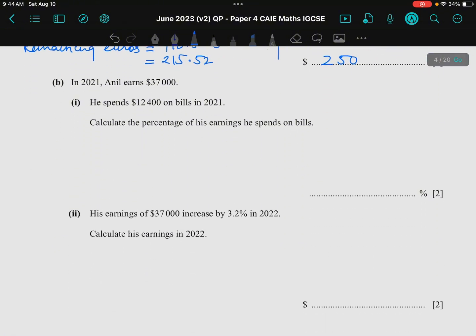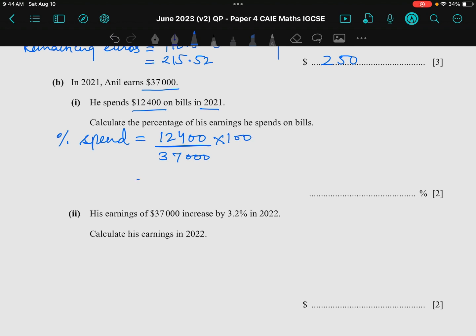Part B. In 2021, Anil earns $37,000. He spends $12,400 on bills in 2021. Calculate the percentage of his earnings he spends on bills. So percentage spent is equal to the money spent, which is 12,400, upon total money, which is 37,000, multiplied by 100. Put this in your calculator. You will get back the value 33.51. Answer.